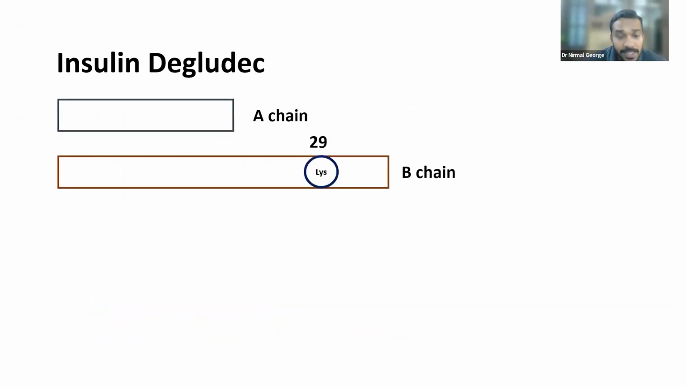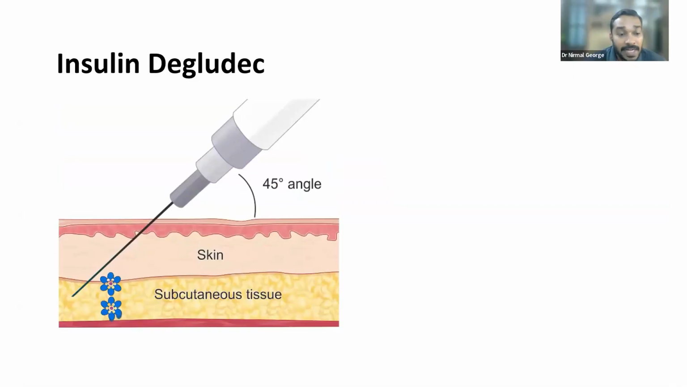And currently, the longest acting insulin analog is insulin degludec. You're adding a 16 carbon fatty acid to the 29th lysine with the glutamic acid linker. Because of this addition, this will form multi-hexamers in the subcutaneous tissue, and it will release insulin into the systemic circulation very slowly. So the onset is similar to that of other long-acting insulin analogs, but the duration is approximately 42 hours. So it is given once a day.